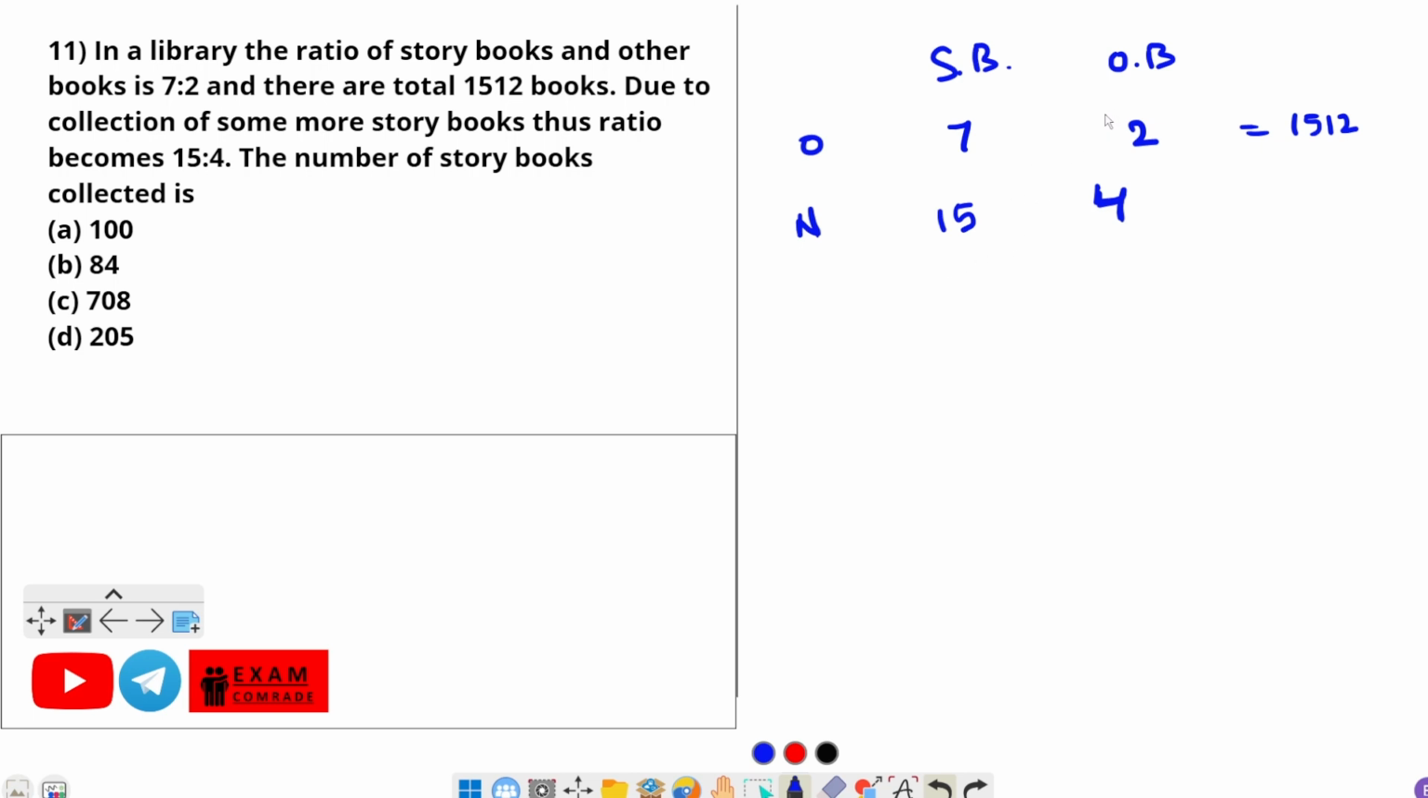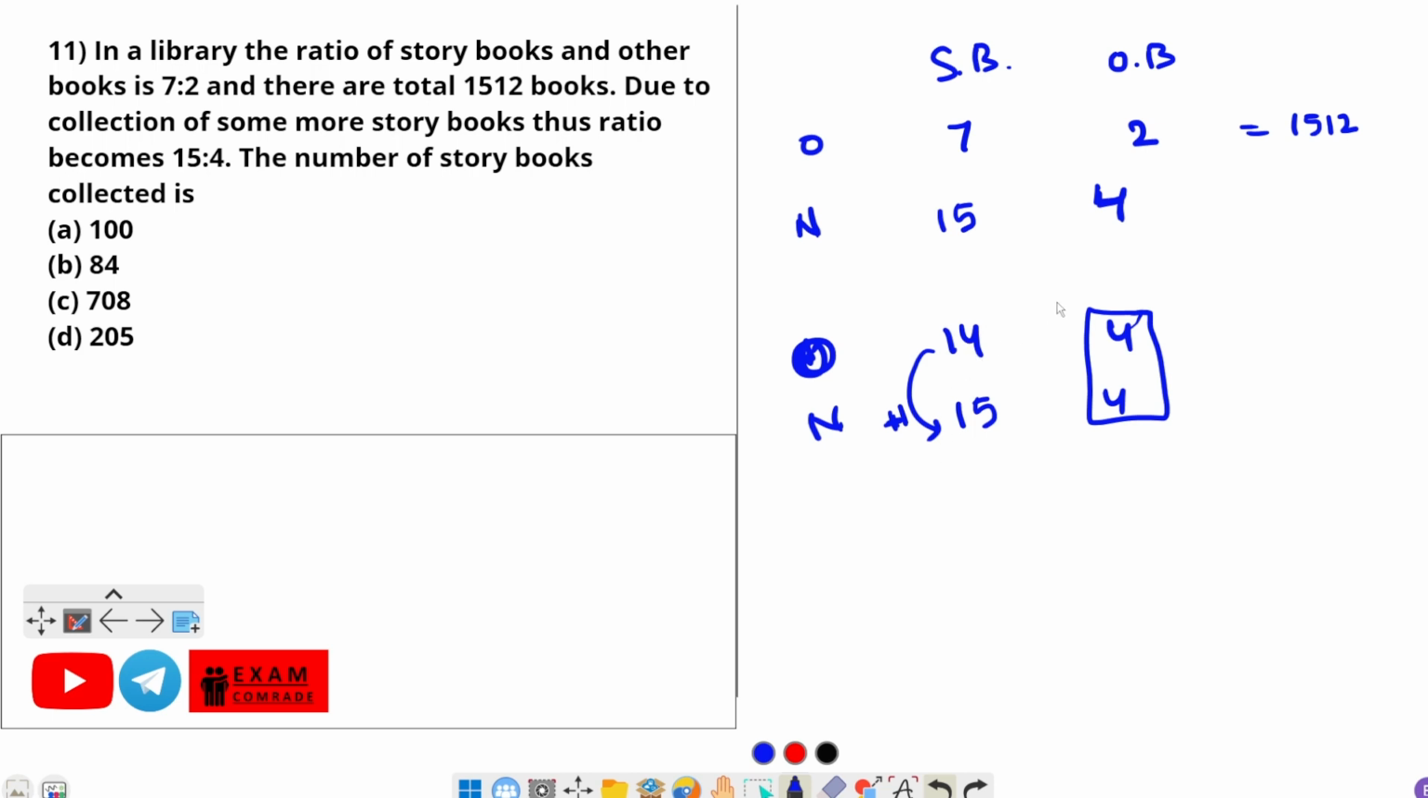We can see from the question that other books have not been added, so let's try to make the other books' parts the same in both scenarios. That is, we can write 7:2 as 14:4 just by multiplying with 2. Now this is old, this is new. We can see that the other books in both cases are the same. Now we can say that the increase, that is one part, is contributed by the storybooks.